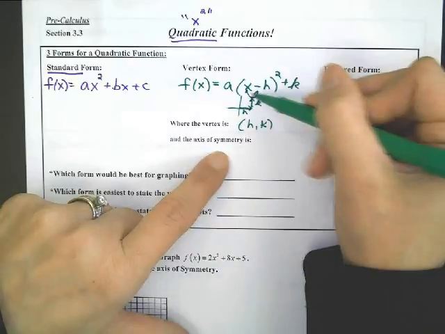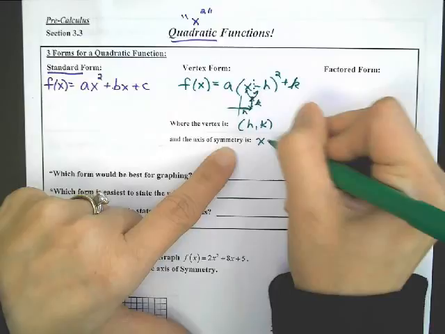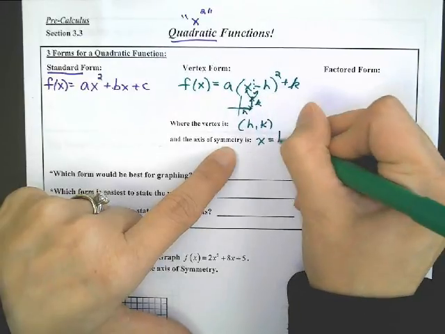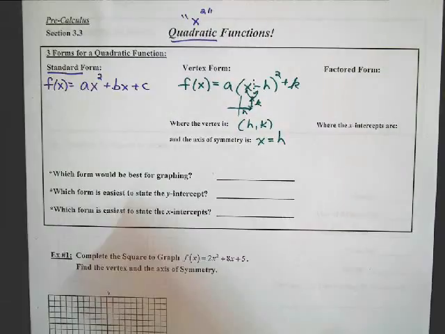The axis of symmetry: whenever you have a parabola, you can draw a line right down its middle, and it's going to be a vertical line, x equals whatever that h number is. We'll do some examples so you can see what this is all talking about.